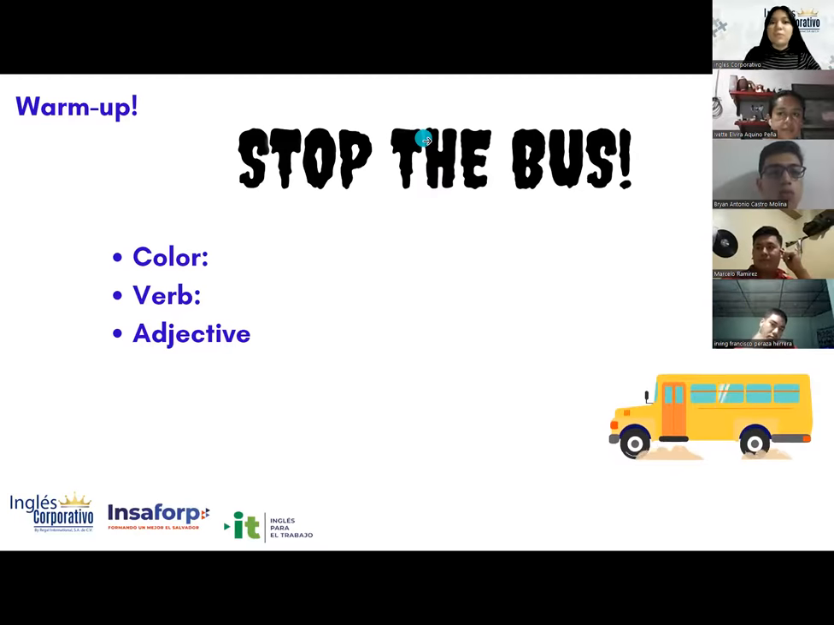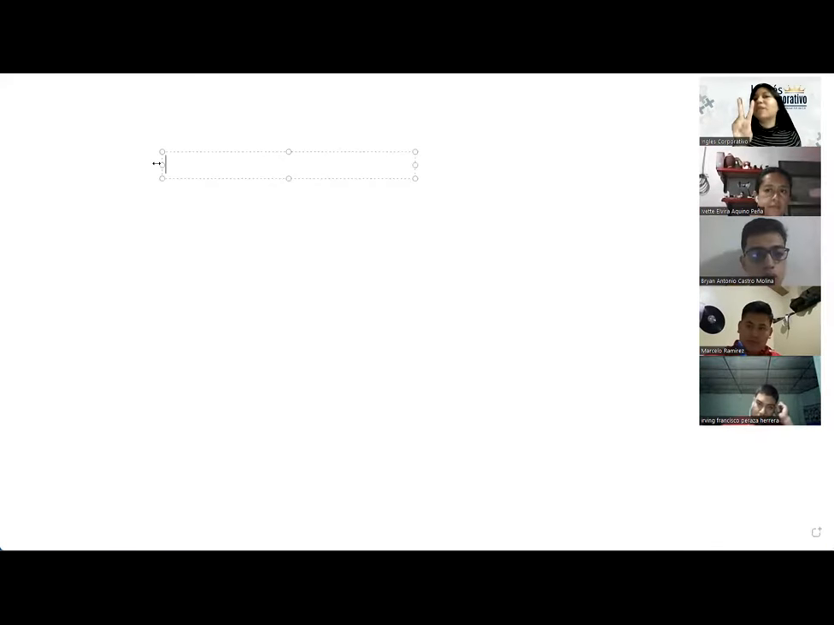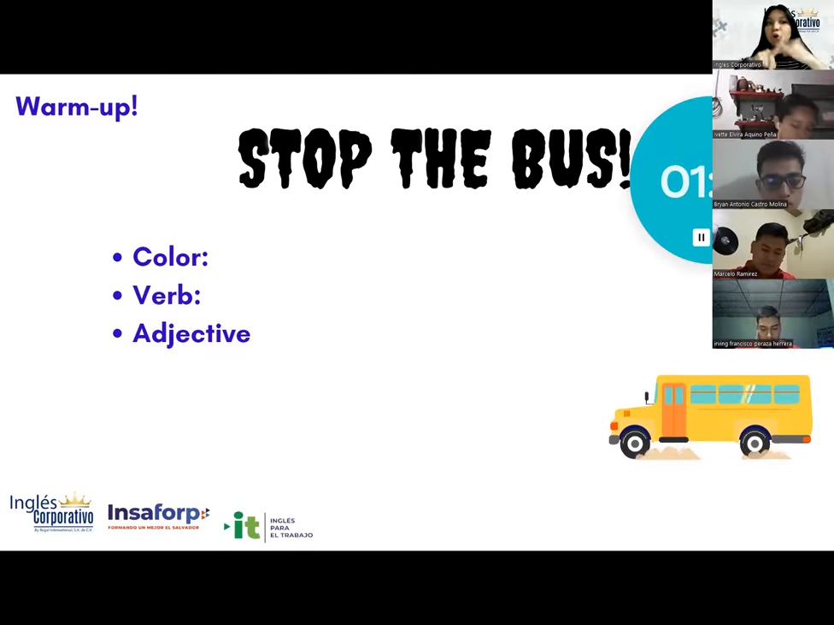So, we are going to play with those three categories. Get ready. The first letter that we are going to play with, you have one, well, no, 2 minutes. I'm going to give you 2 minutes to think. 2 minutos para que piense. When you already have the three, you say Stop the Bus, all right? So the first letter is letter B. That is the first letter, B. So you have 2 minutes right now: a color, a verb, and an adjective that starts with the letter B.